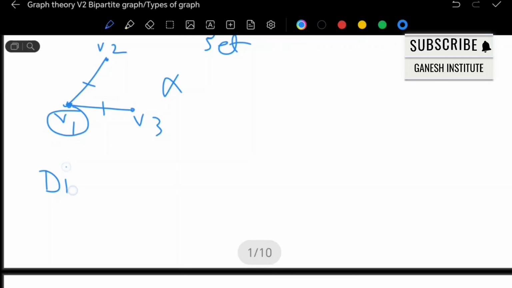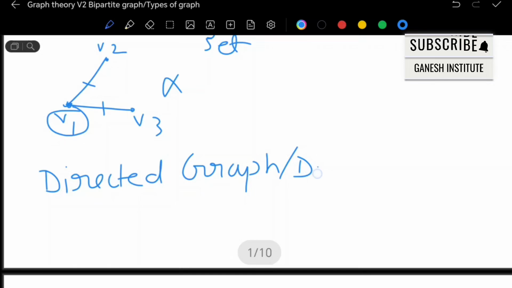Okay, next is directed graph. Directed graph is also known as digraph. Now, as the name suggests, directed means it must be having directions, right?